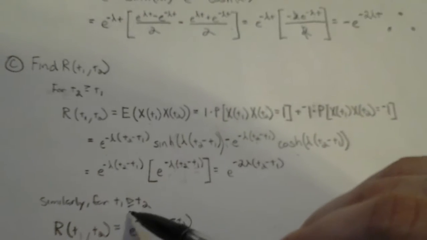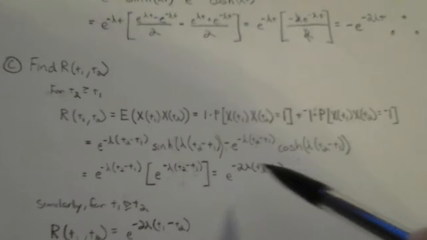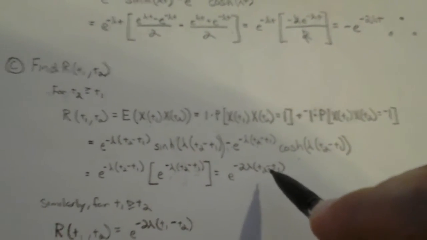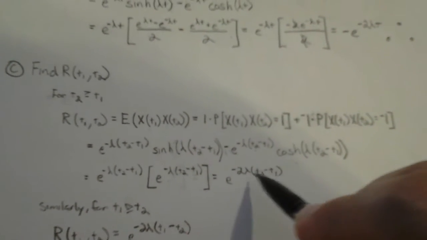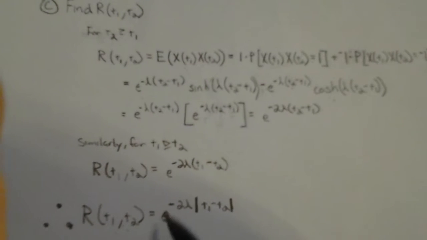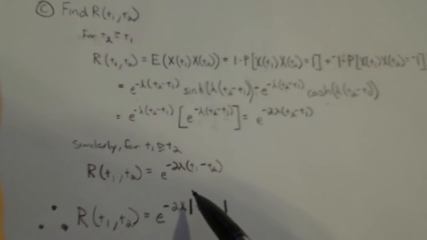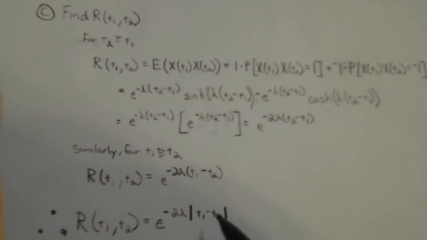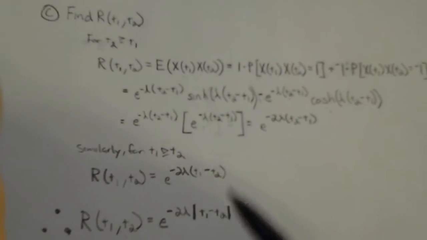Now, if t1 had actually been greater than t2, this will be exactly the same. The only difference is that this difference is going to be flipped. It's going to be t1 minus t2. So our final answer for the autocorrelation here is going to end up being e to the negative 2 lambda times the absolute value of the difference between the two time factors.